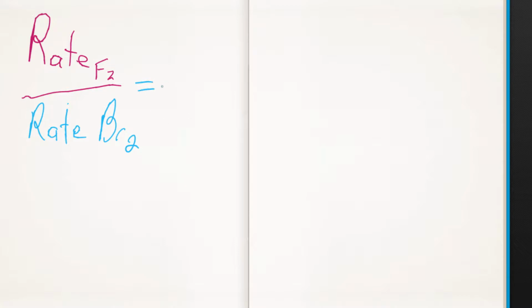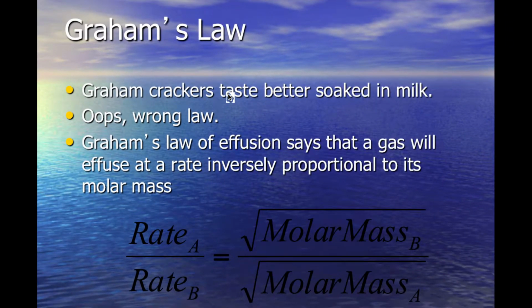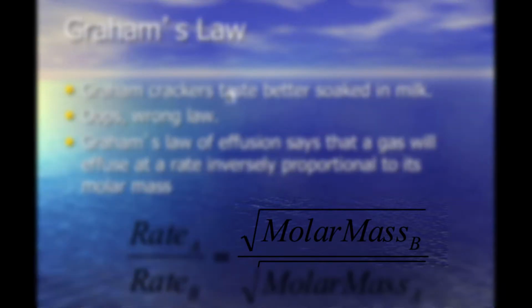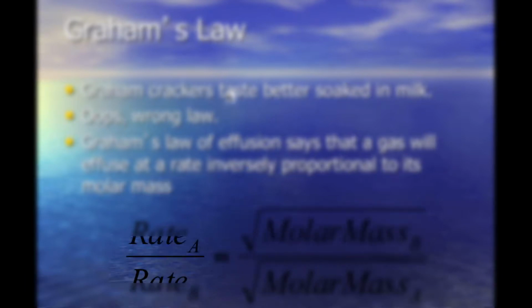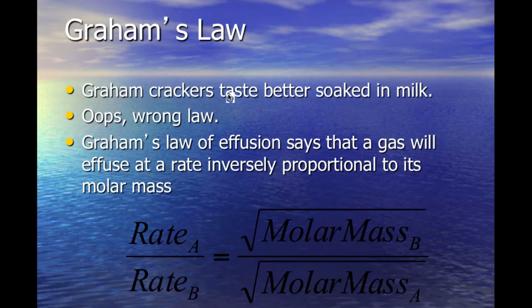Is equal to, now if you look back at the equation, the molar mass of B over A, even though the rate is A over B. The reason they're switched like that is because it's inversely proportional. So the molar mass of B here goes with the rate of B down here, and the rate of A up here belongs with the molar mass of A down there. It's a little bit weird proportion, but it's an inverse proportion. It's just important when you set the problem up.